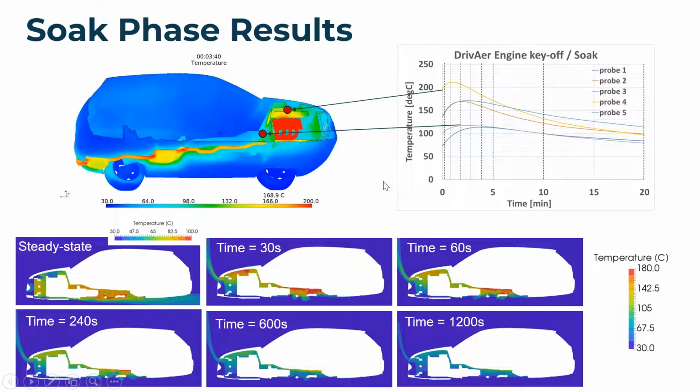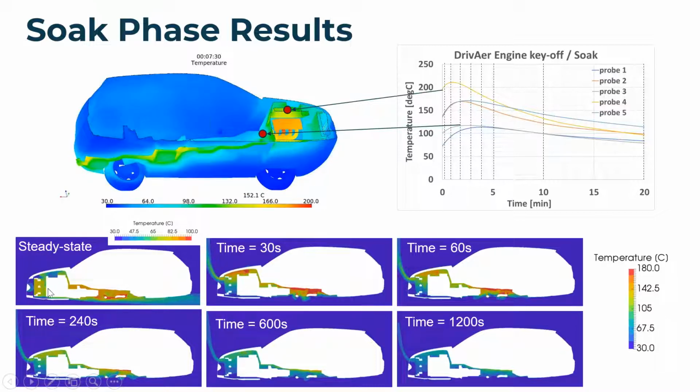Then, looking at the soak results, so after the steady state vehicle driving, the vehicle comes to a stop, and then the exhaust and the engine are still very hot, but there's no cooling airflow anymore. That means that all the parts in the vicinity of the exhaust will immediately start to heat up. And also, you have a hot air temperature rising due to buoyancy effects. You see that in the lower images.